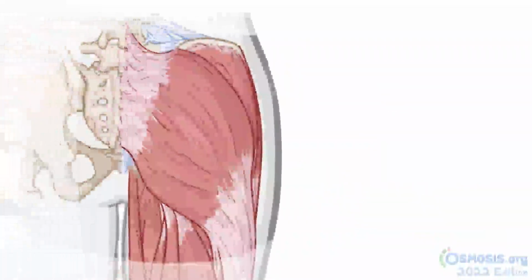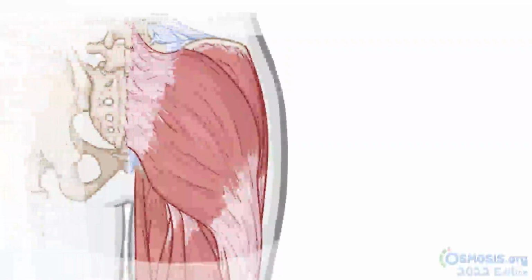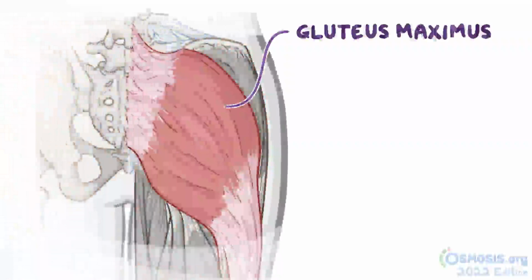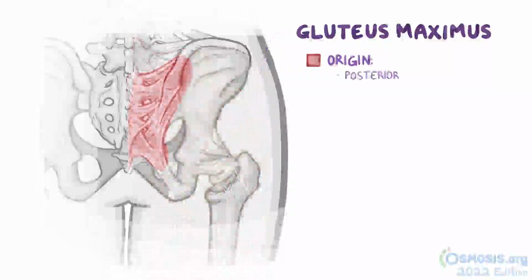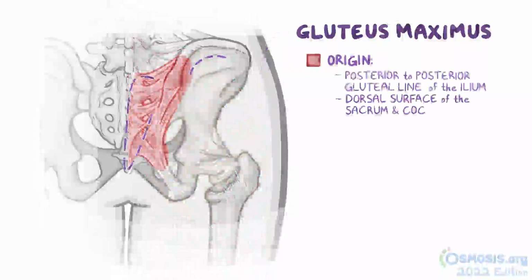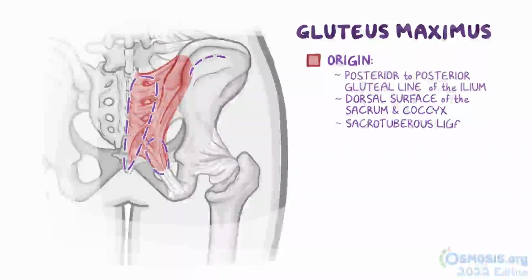Let's start superficially and talk about one of the most well-known muscles in the body. The gluteus maximus is the most superficial of the bunch, and it's also the largest and the heaviest muscle of the body. Quite the overachiever. More importantly, it originates posterior to the posterior gluteal line of the ilium, on the dorsal surface of the sacrum and coccyx, and on the sacrotuberous ligament.